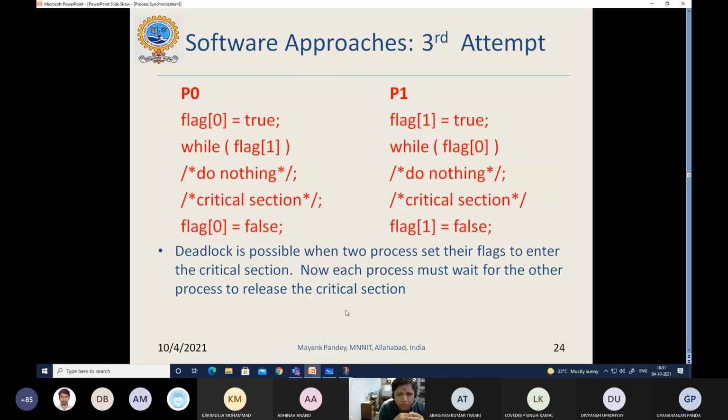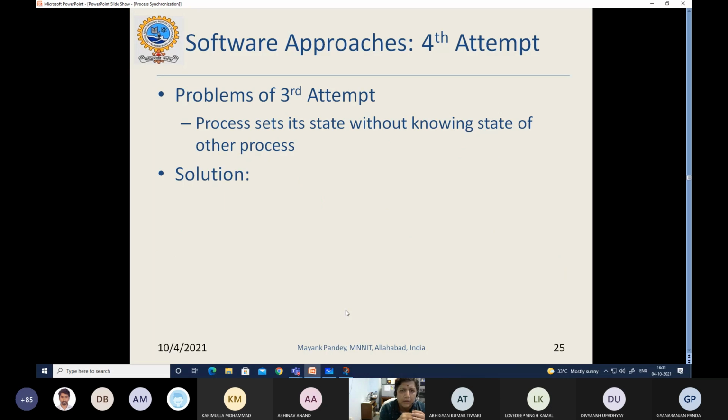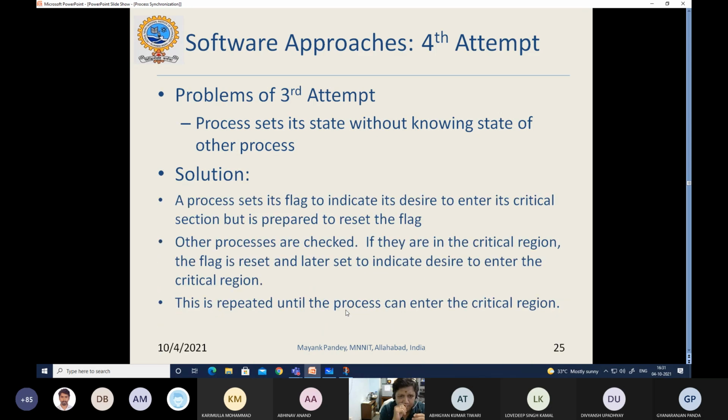Deadlock is possible when two processes set their flags to enter the critical section. Now each process must wait for the other process to release the critical section. Problem of the third attempt: a process sets its state without knowing the state of the other process. Solution.